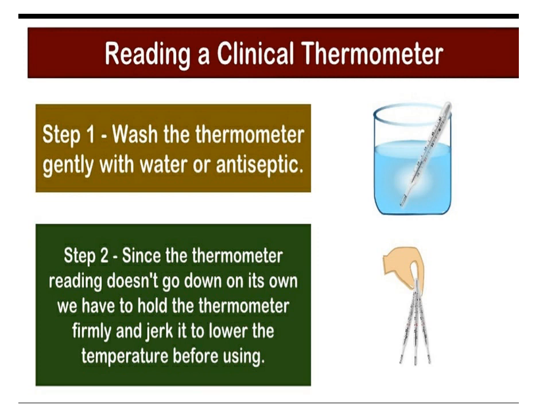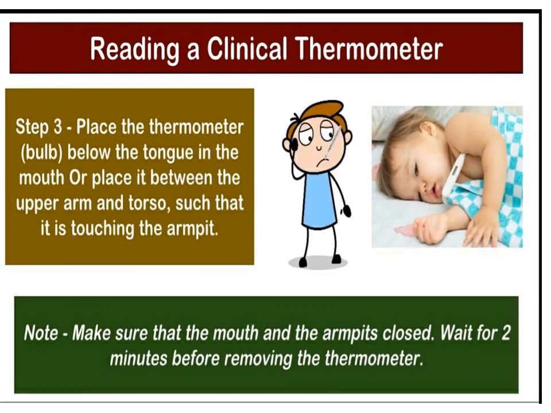This you must have seen in your house also, your mother or any one of the adults, or you must be doing this before measuring a temperature. Now, step 3 is to place the thermometer bulb below the tongue in the mouth, or place it between the upper arm and torso, such that it is touching the armpit.